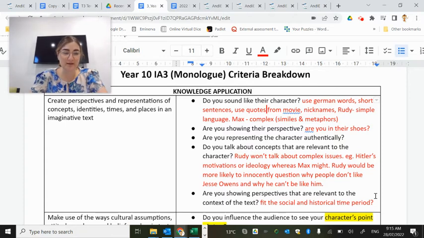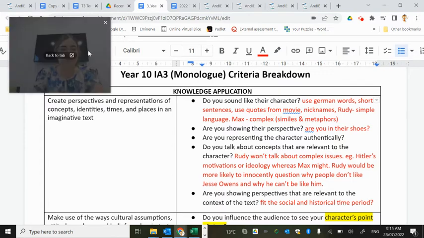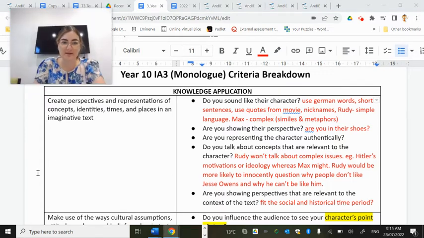Because when I'm marking your monologue, these are the things that I'm looking for. So in my mind, I am looking for ticking these things off as I mark you. I can't mark you for anything that isn't on the criteria sheet. So the first one is about creating perspectives and representations of concepts, times, places, and identities. So the first whole criteria is really about your knowledge application.